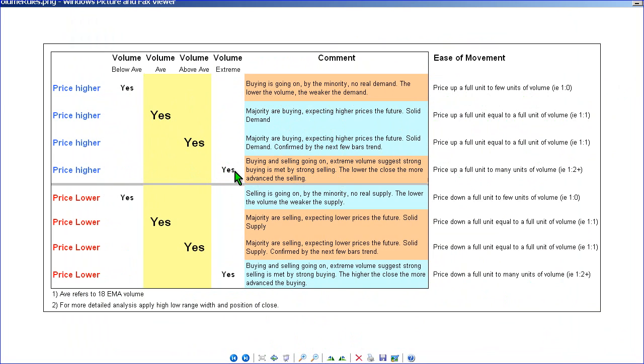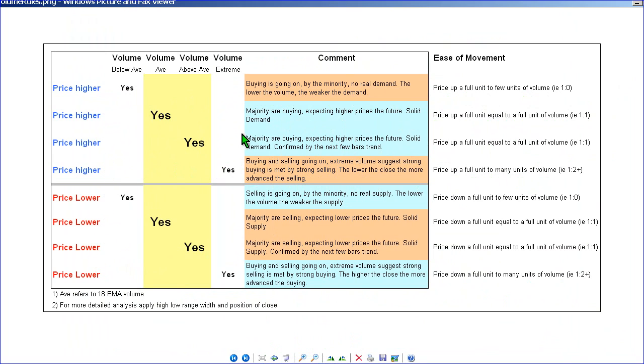Price is higher, but volume is extreme. Buying and selling is going on. Extreme volume suggests strong buying is met by strong selling. The lower the close, the more advanced the selling. In this situation, we have one unit of price going up, but many units of volume. What this simply means is that not all of it is buying, and people are just taking advantage to sell into the buying. Depending on how strong it is, it will show in where the close ended up. It's going to be quite bearish.